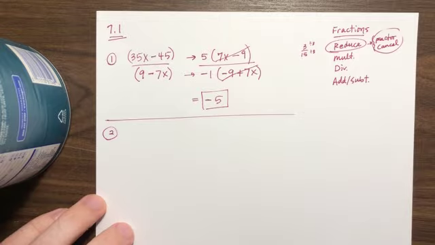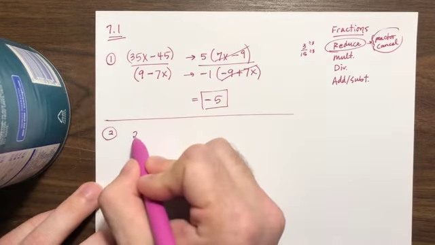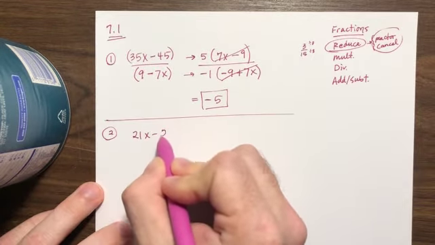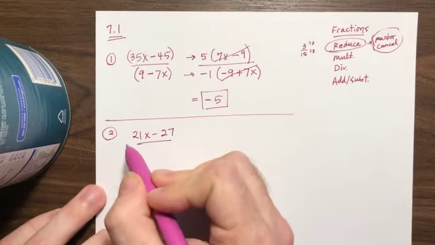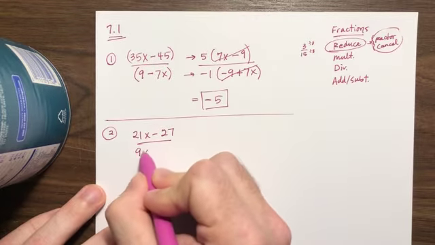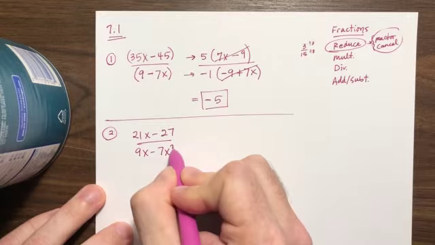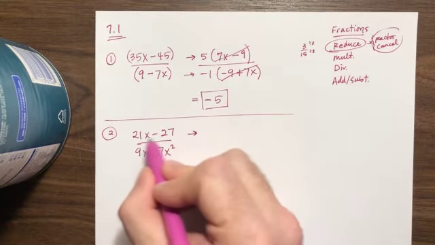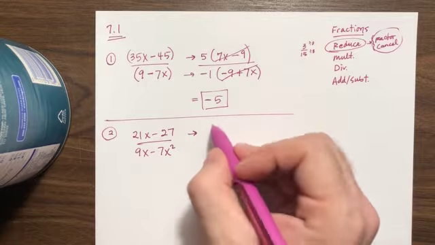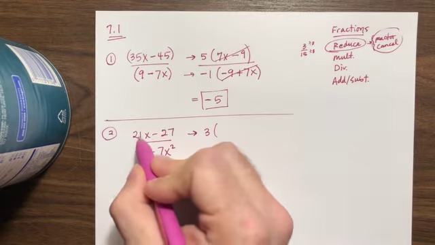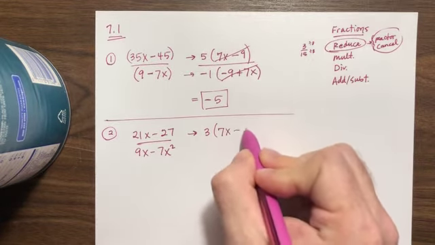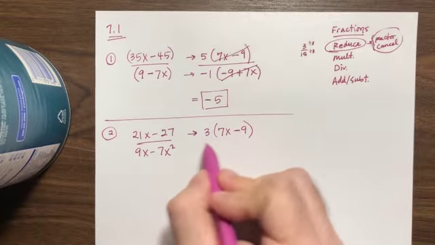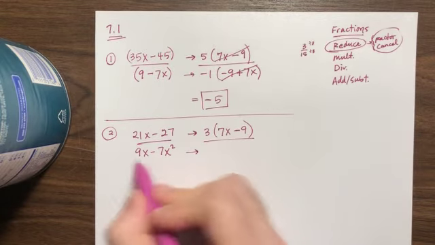So this is more about what we're doing in 7.1. We're just going to factor and cancel, essentially. So it's a bunch more factoring problems. 21x minus 27 over 9x minus 7x squared. So when we factor the top here, what do they have in common? 3. Yeah. So when we divide by 3, we're left with 7x minus 9.